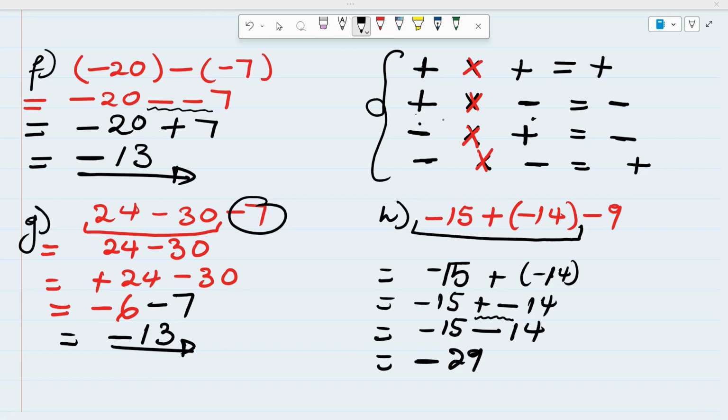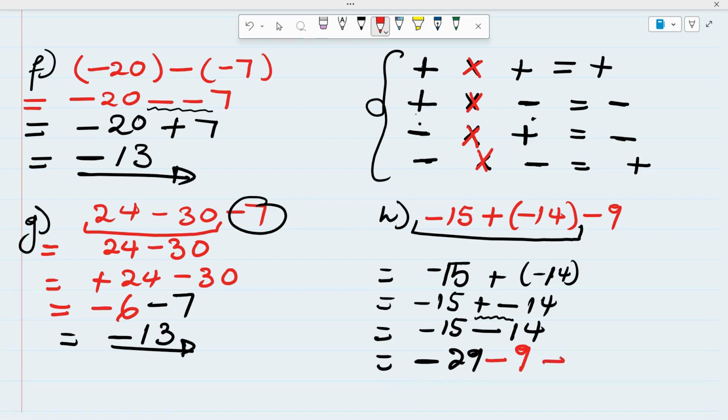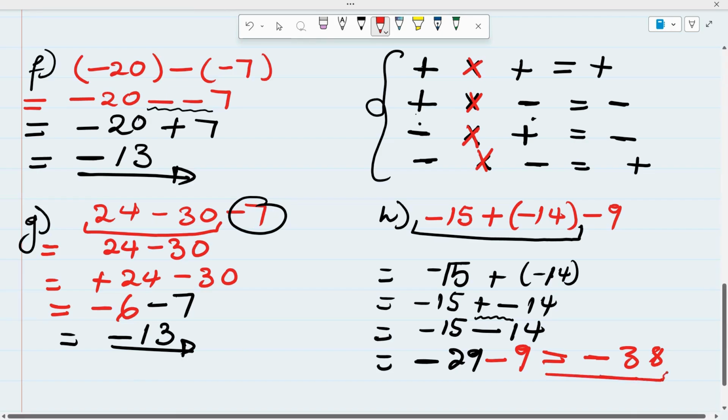But we're not done. We still have the negative 9. So the 9, we bring it down. And the signs are the same, and if the signs are the same, we keep the common sign, which is negative. Then we add the two numbers, then we get a 38. Now we're done. That's the final answer.